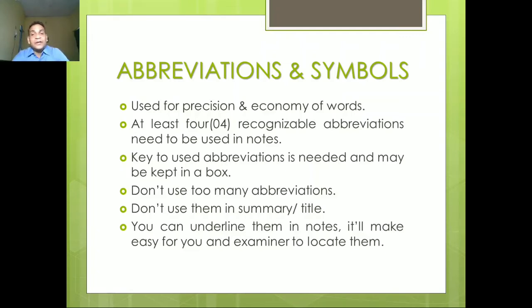Now, what would be the benefit of this? It will make it easy for you and the examiner to locate them. When you are preparing the key for the abbreviations, you will find those notes very easily. You will find those abbreviations very easily from the notes. And similarly, the examiner will get to know very easily that the candidate has used these abbreviations and symbols which he has mentioned in the key, because those abbreviations and symbols are underlined. They would be distinctively available. They would be distinctively seen by the examiner as well.